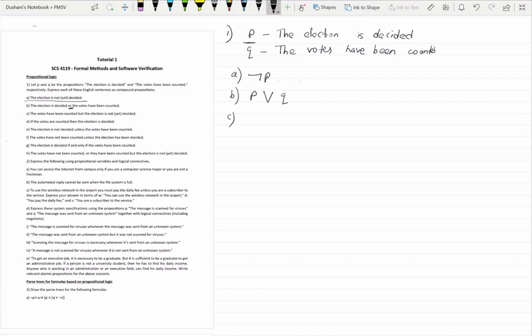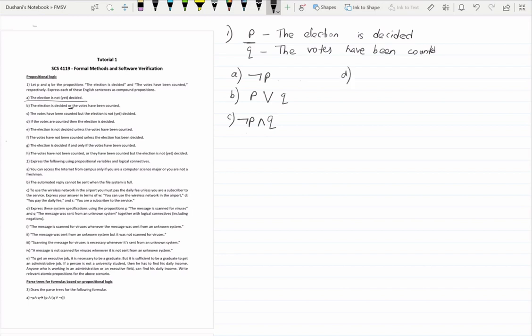C, the votes have been counted, but the election is not yet decided. The votes are counted, Q is true, but the election is not yet decided. The election is decided is P, so not decided is not P. Since both of these statements happen at the same time, we need to join them with an AND operation, which means the votes have been counted, at the same time, the election is not yet decided.